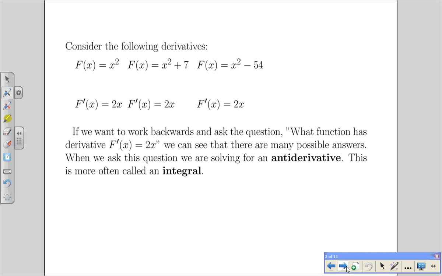Antiderivatives are working backwards. So you start with a function such as 2x, and you ask yourself the question, well, what function has derivative 2x? And just for this one example, I have 3 functions at least that will satisfy that. And in fact, there are an infinite number of functions that will satisfy that. But the answer to that question, what function has derivative 2x, is what we call the antiderivative. It's working backwards. More often we call that an integral.